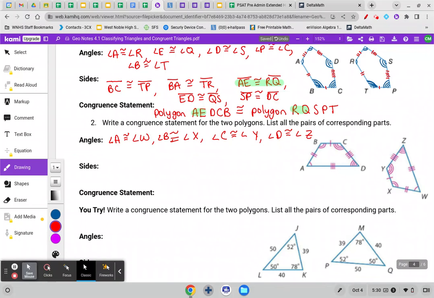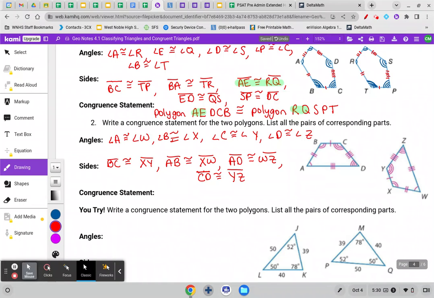Then I look at the sides. So I'm going to say BC is congruent to XY. AB is congruent to XW. AD is congruent to WZ. And lastly, segment CD is congruent to YZ.